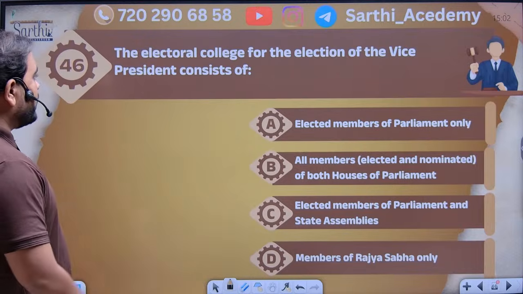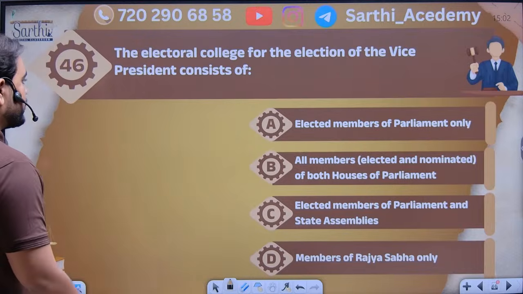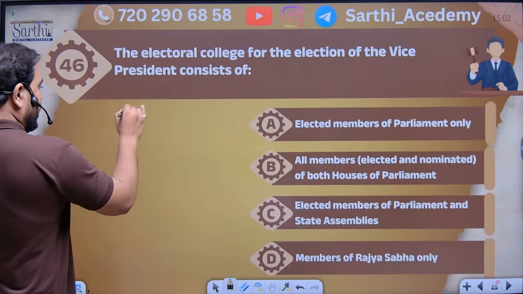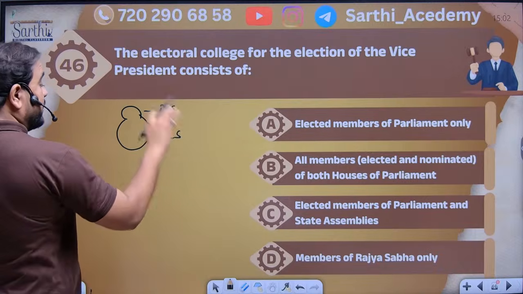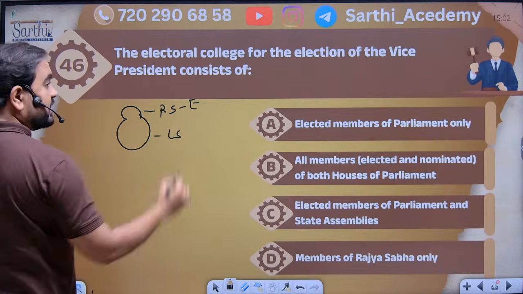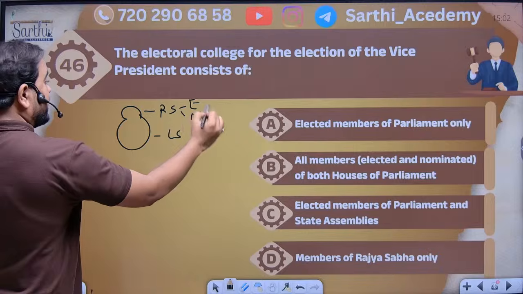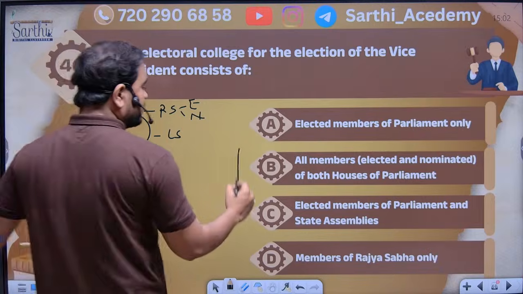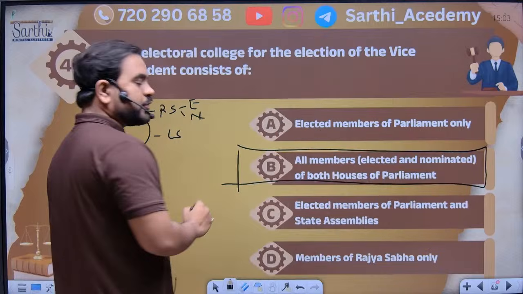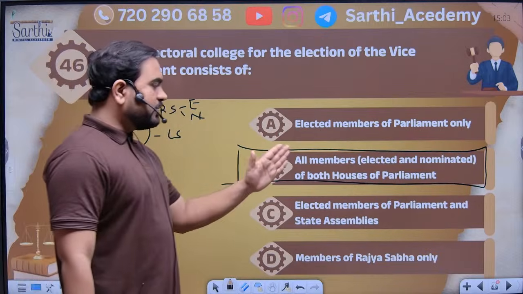The electoral college for the election of the Vice President consists of all the members of Rajya Sabha and Lok Sabha. Very simple. All the members, that means all the elected members of the Rajya Sabha as well as all the nominated members of the Rajya Sabha. So all members, elected and nominated, of both the houses of the parliament. This is actually your answer.